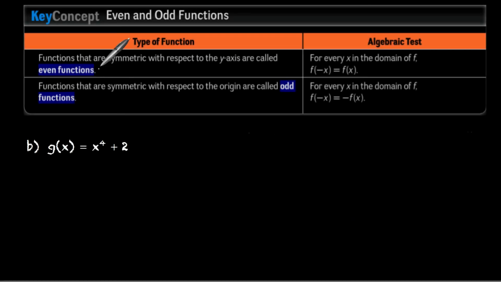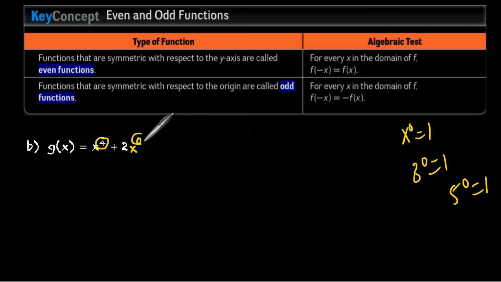In example B, we have g of x equal to x to the fourth plus 2. Once again, I can look at this and tell that it has even symmetry. The reason is because the exponents are even. This is an even number, x to the fourth, and you may not realize this, but there is really an x to the 0 here. Keep in mind that anything to the 0 power is 1. 3 to the 0 is 1, 5 to the 0 is 1, x to the 0 is 1.